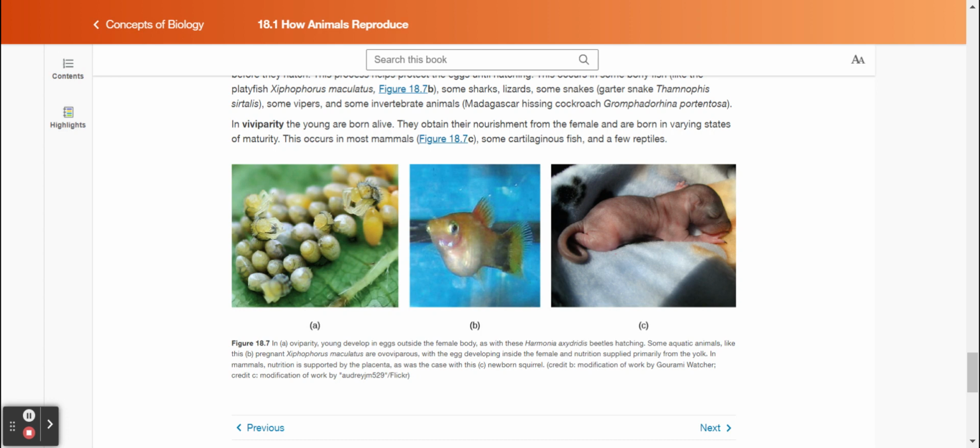Figure 18.7. A. In oviparity, young develop in eggs outside the female body, as with these Harmonia axyridis beetles hatching. B. Some aquatic animals, like this pregnant Xiphophorus maculatus, are ovoviparous, with the egg developing inside the female and nutrition supplied primarily from the yolk. In mammals, nutrition is supported by the placenta, as was the case with this newborn squirrel, shown in C.